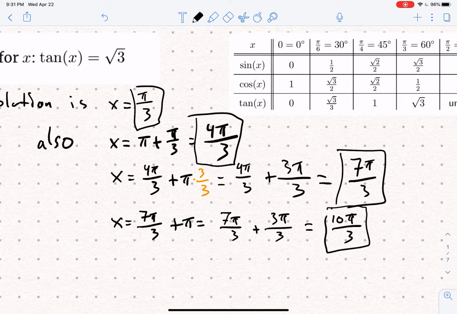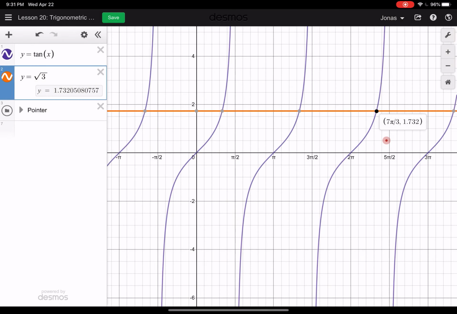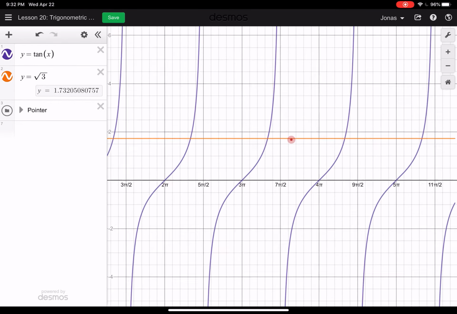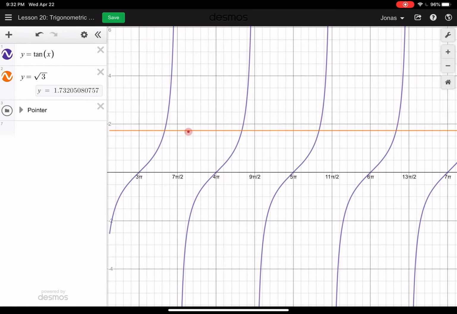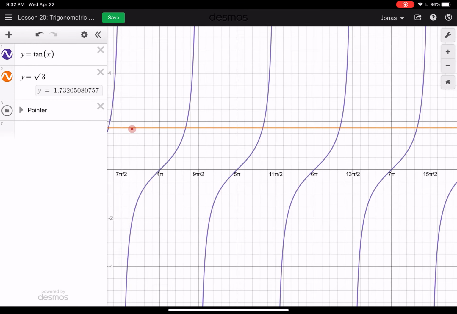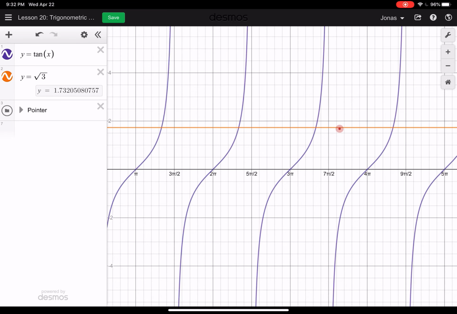And that's not all of them. If you look at the graph, you will see that the solutions keep going and going. The 10 pi over 3 was here. And then there's going to be another one, which is 13 pi over 3 here. And each of those we get just simply by adding pi onto the previous one. And those keep going off to the left. If we scroll to the left, you'll see that it just keeps going and going. There's lots of places where the purple tangent line crosses the value radical 3.